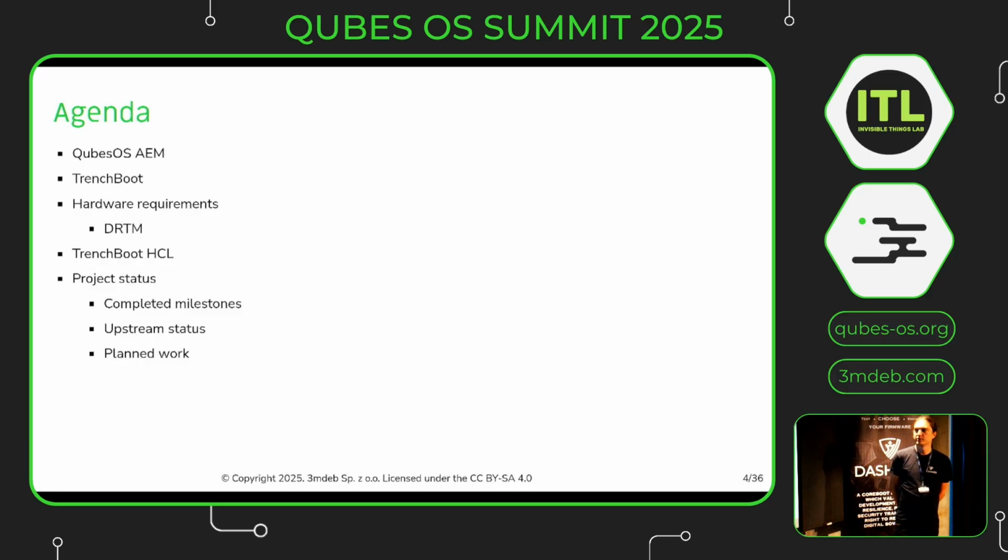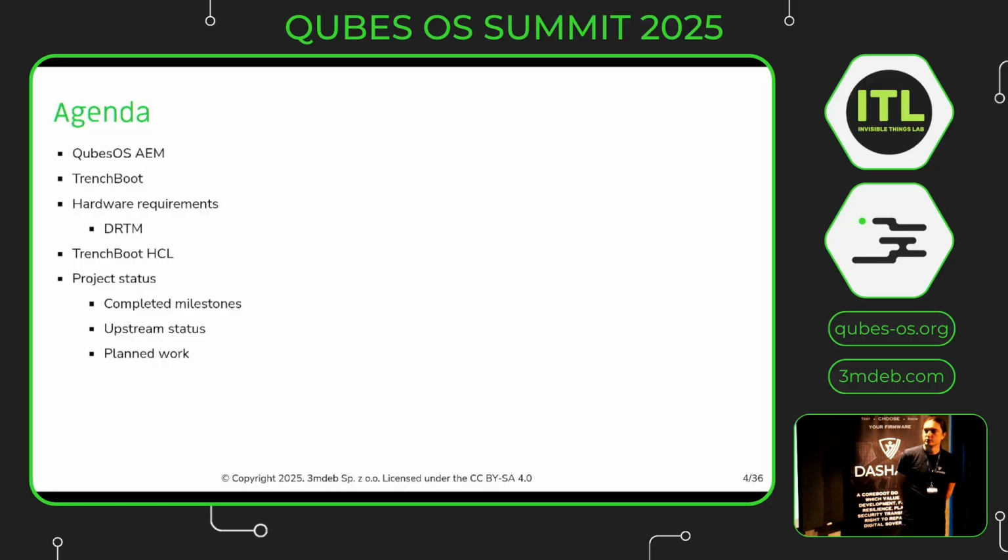So we'll start with a very brief introduction to what QubesOS Anti Evil Maid and TrenchBoot are. There have been many presentations about that before, so I will link them in a moment. All of the links are clickable in the PDF. If you go to the CFP, you can download it and click all of the links that will be in green in the slides.